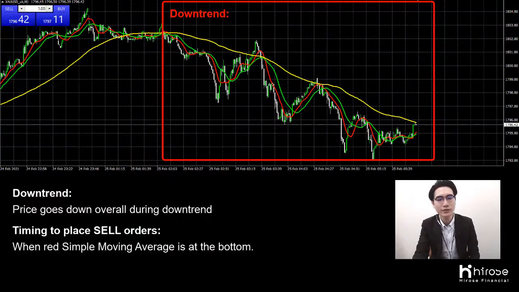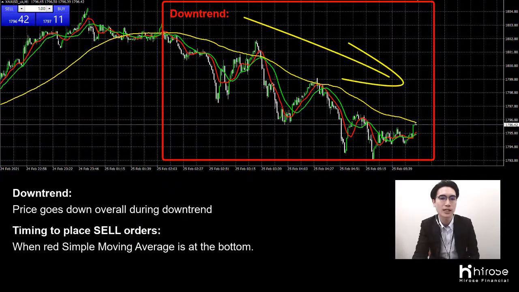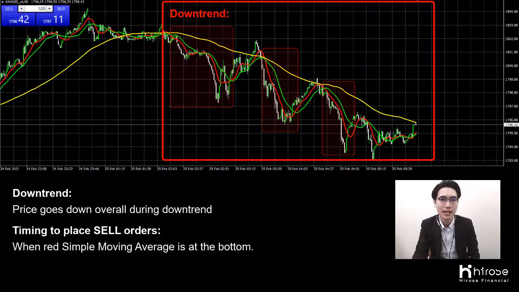Next we move on to downtrend. During a downtrend, price goes down overall. In this one, if we see that the yellow simple moving average is above the candlestick and is heading downward, now we can identify the price is in a downtrend. During a downtrend, we will place a sell order when the red line is at the bottom. This is the strategy that we talked about in the previous Forex Corner.